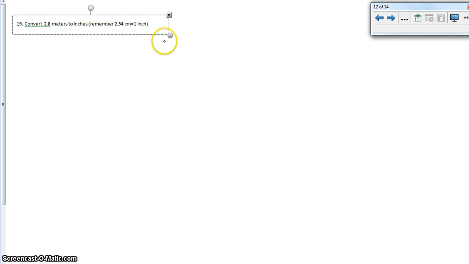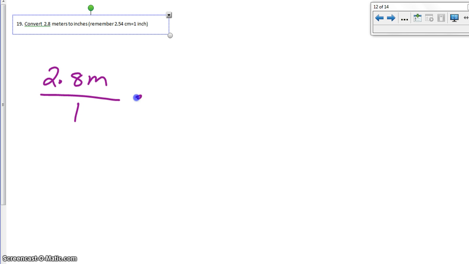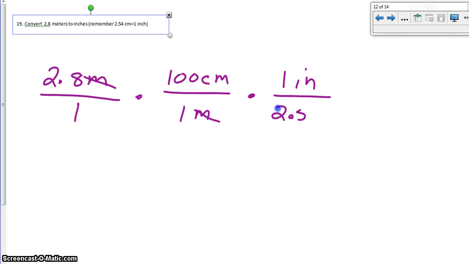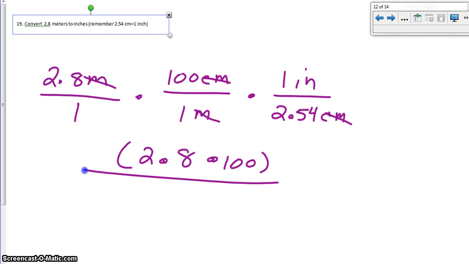Now, converting meters to inches. 2.8 meters. We're going to have that divided by 1. Now, did you know that there are 100 centimeters in 1 meter? And did you know that for every 1 inch, there is 2 54/100 centimeters? Factor, factor. What do you have left in the numerator? 2 8/10 times 100 divided by 2 54/100, and all that's left here is inches. You can do the math from here.